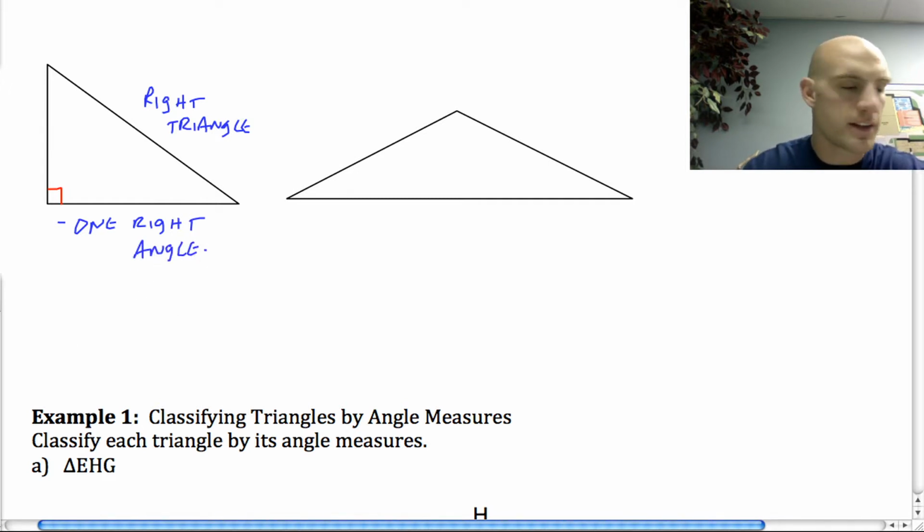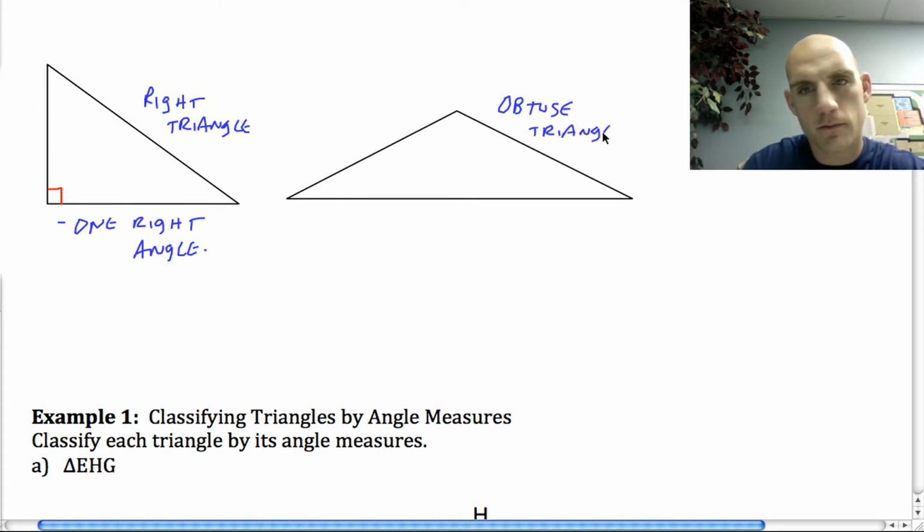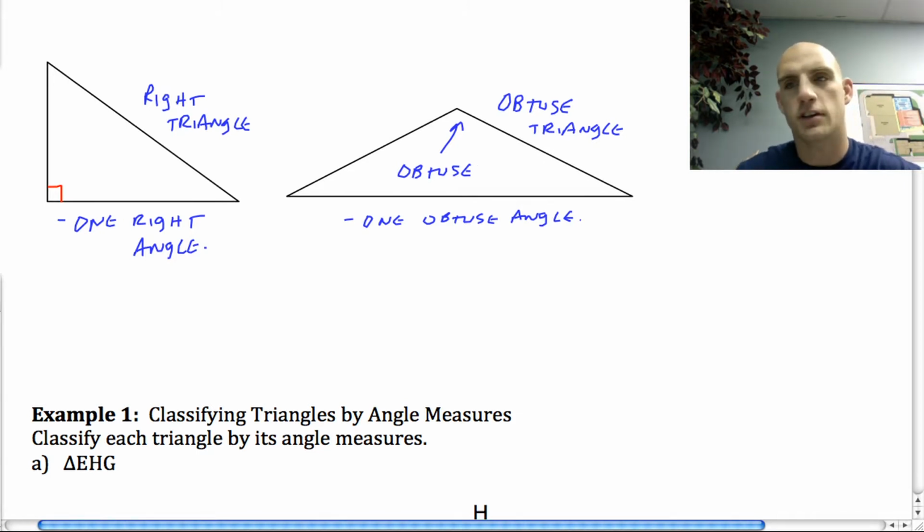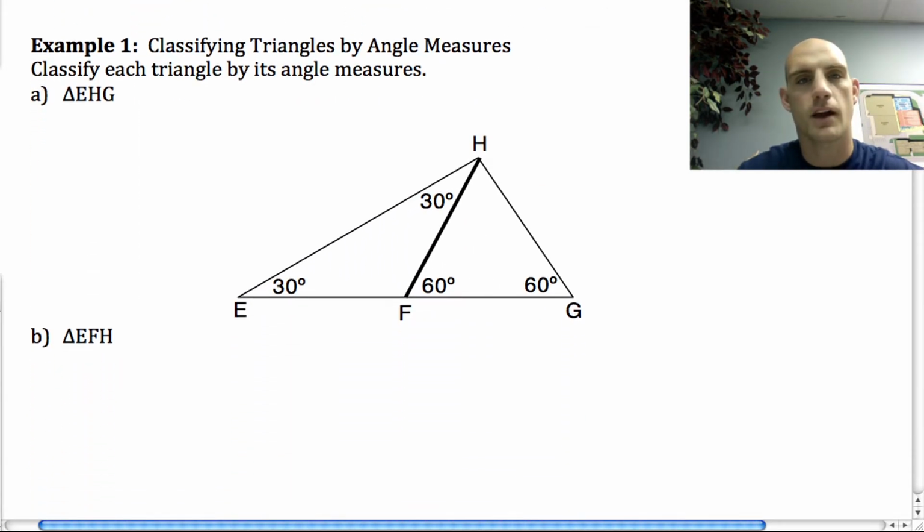Okay, the next one is called an obtuse triangle, and it's characterized by this angle here, because that's the obtuse angle. So it has one obtuse angle. Okay, so what we're going to do in the next exercise is we're going to spend some time actually looking at these and how we do it.